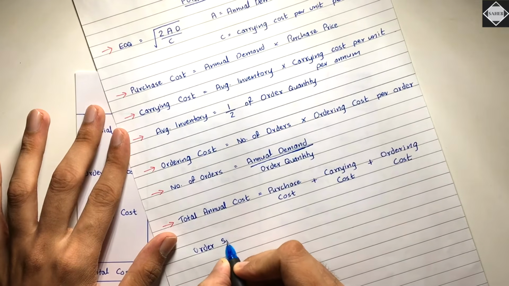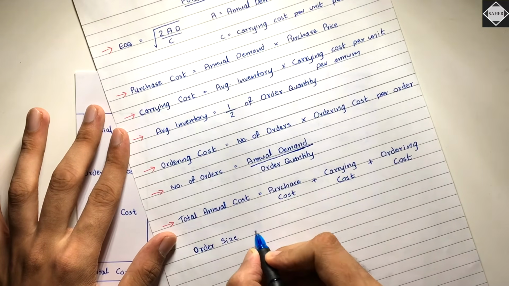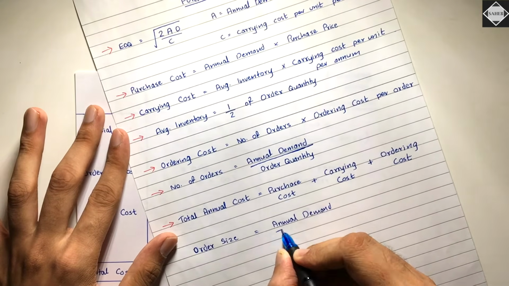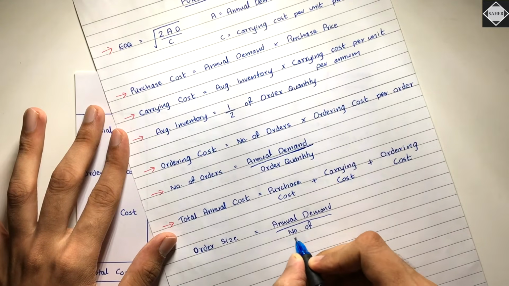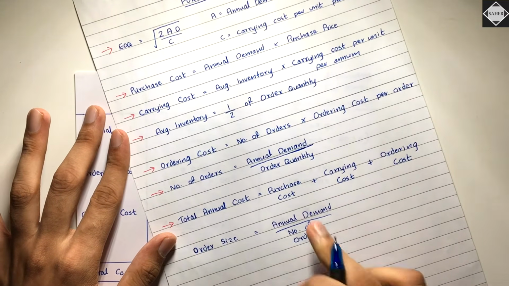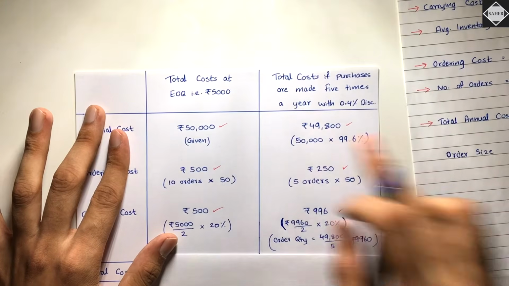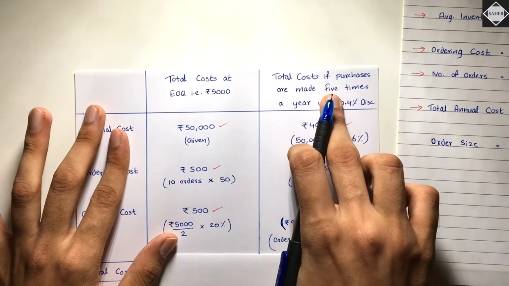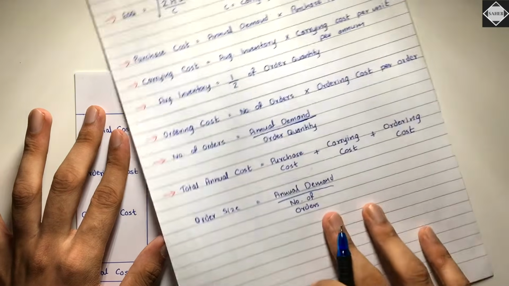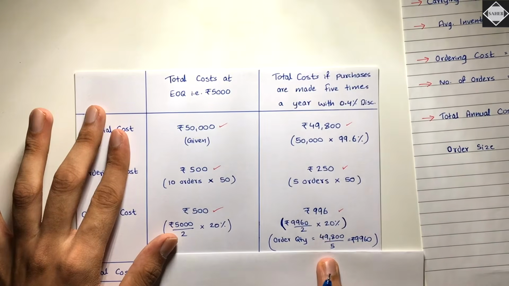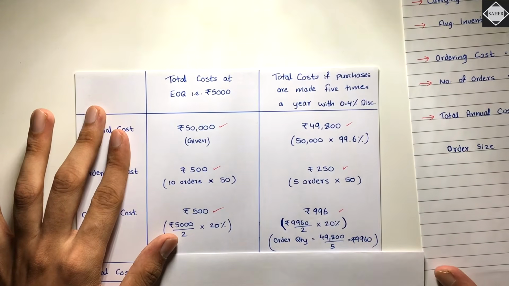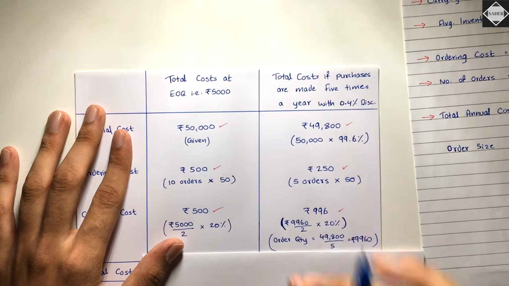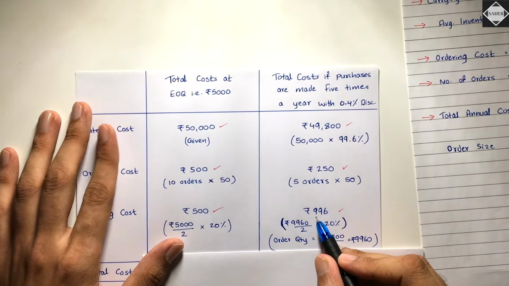Order size formula is annual demand divided by number of orders. Clear? So that's what we did. Annual demand over here is 49,800, in form of rupees. And number of orders are 5. We already know that because that was the main offer. So we got it, 49,800 divided by 5. That was our order quantity or order size. Then we calculated the average inventory, which is nothing but order quantity divided by 2, and into 20% we got 996. Is it clear?